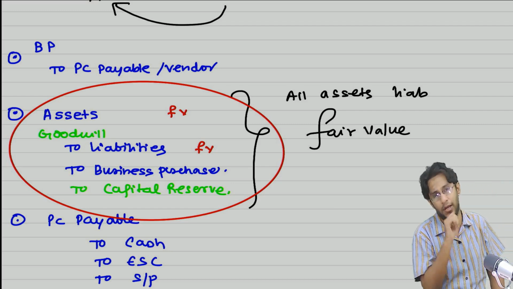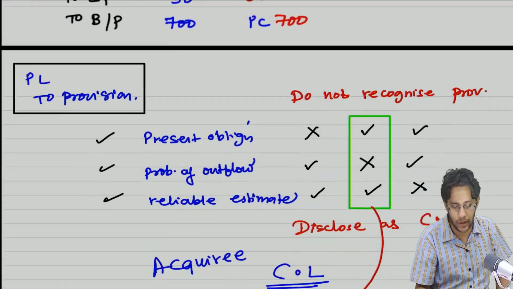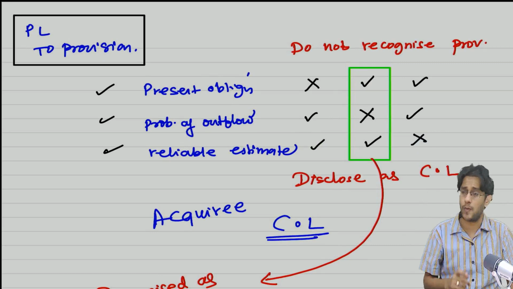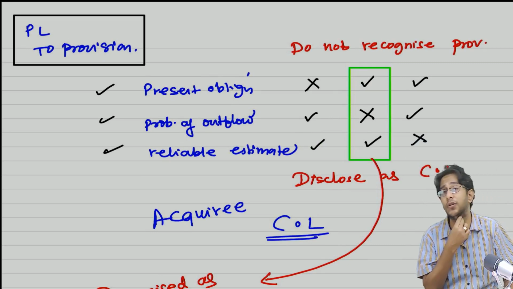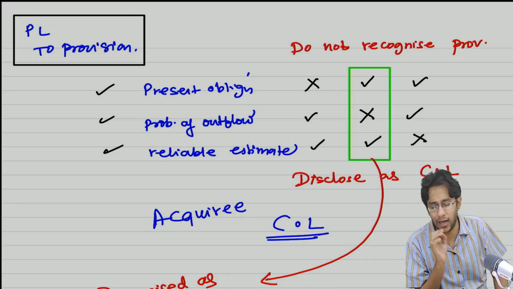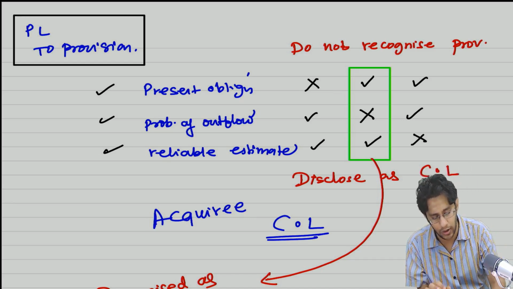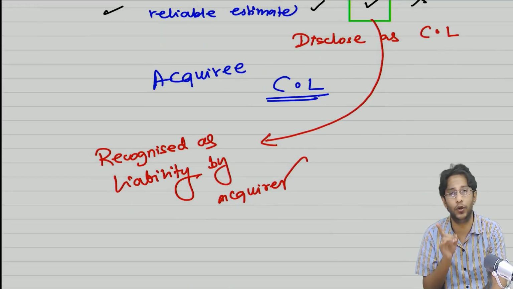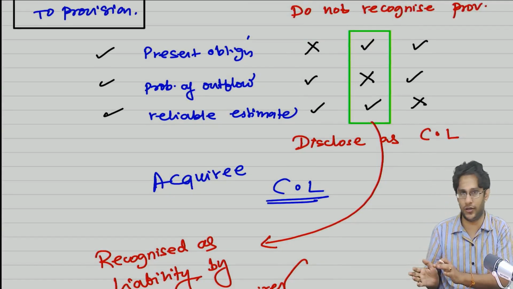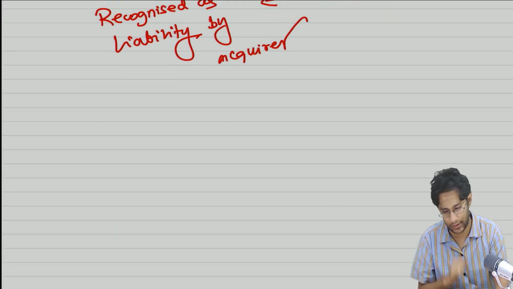Not every contingent liability. There are contingent liabilities possible in three scenarios, sir. Only the second scenario, where there is a present obligation, but it cannot be recognized as a provision because the probability of outflow is very less. In that case alone, their contingent liability will become your real liability. In all the rest of the cases, their contingent liability will become your contingent liability. So that is one exception.